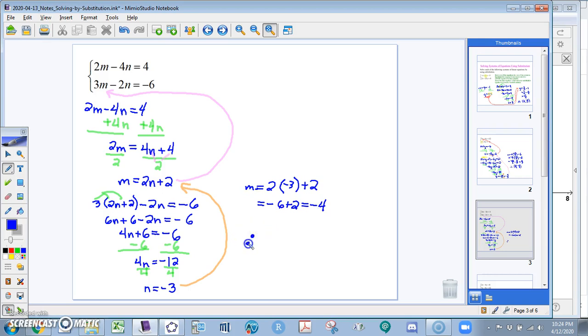Therefore, my solution, I really shouldn't write this one as an ordered pair, because when we see an ordered pair, we're thinking about graphs where we have graphed x and y. You could argue that we go in alphabetical order, just like we always do, but I think it's much clearer to just spell it out there. M equals -4 and N equals -3.